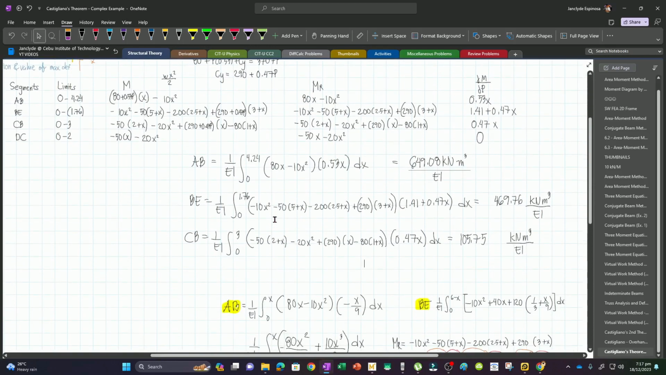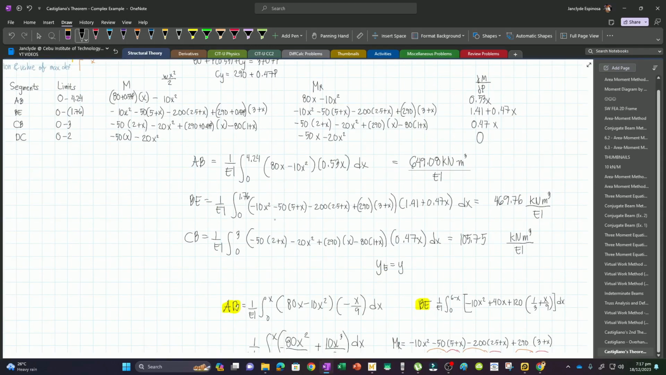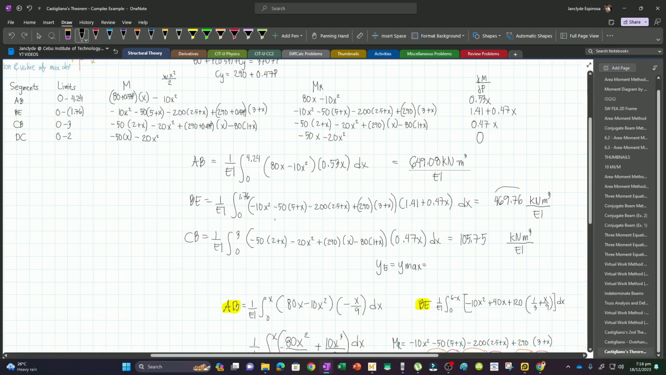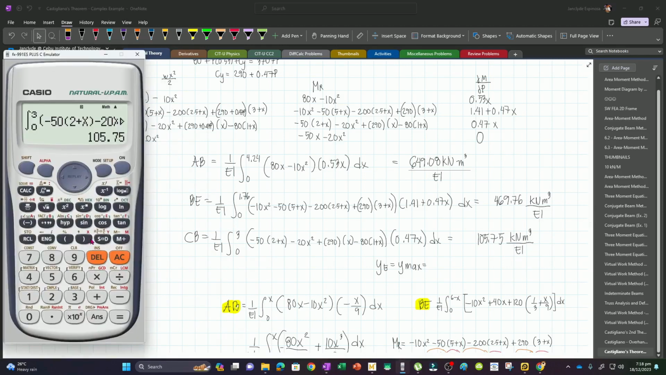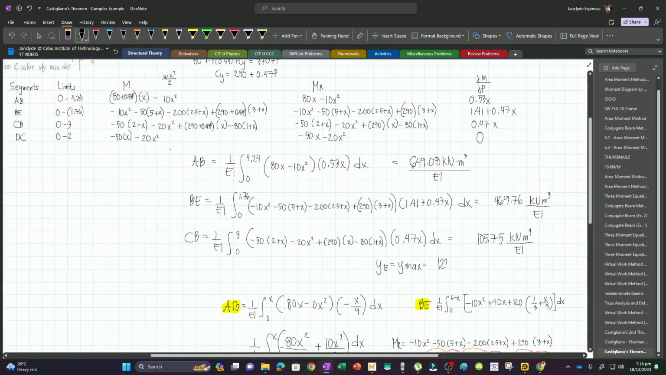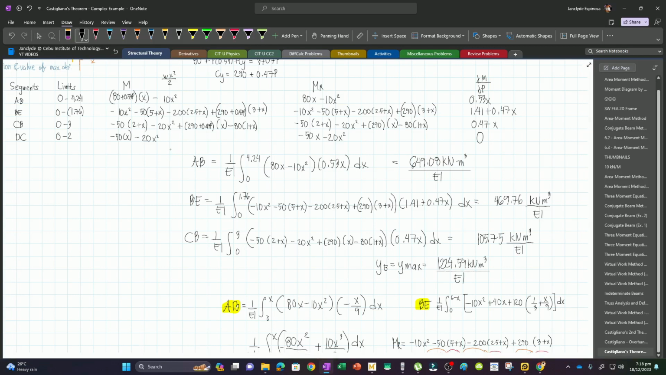Now, if we sum up all of these, we will get the deflection at point E, which is our maximum deflection. So the deflection at E is equal to our maximum deflection, which is 649.08 plus 469.76 and then plus 105.75. But again, we will divide that by EI. So this will be 649.08 plus 469.76 and then plus 105.75, which will be 1224.59. So 1224.59 knm cubed divided by EI. This will be our maximum deflection.